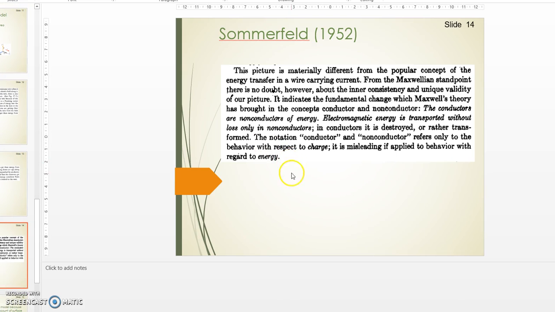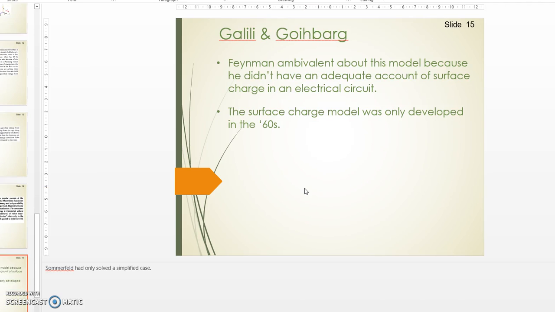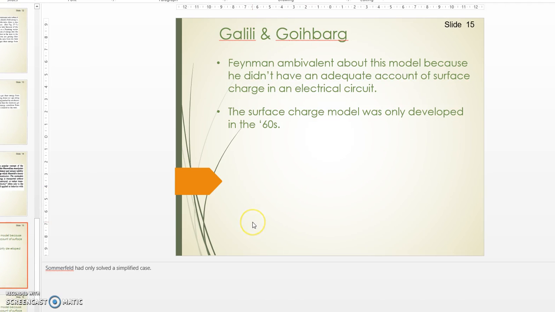He wasn't the first to propose it. The first person to propose it was Sommerfeld, and it's published in his 1952 lectures. Presumably he died in 1952, so presumably he'd worked that out quite a bit beforehand. But he'd only worked it out for the ideal case of an infinite length of straight wire. As far as I can tell, it was only in the 60s that a fully worked out account was developed.